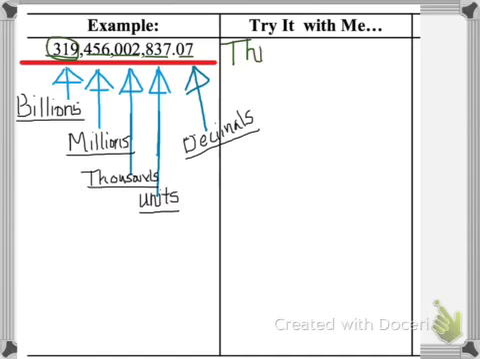I'll write as quickly as I can with this digital pen. So we just write down 319, just like we see it there, but since it's in the billions period, we need to actually put the word billions behind it. 319 billion.